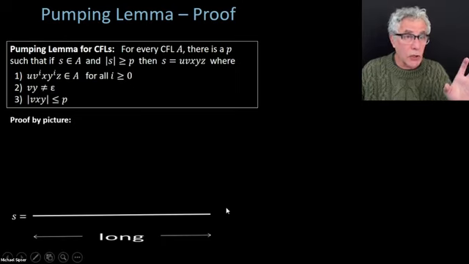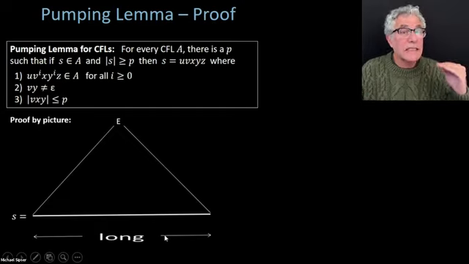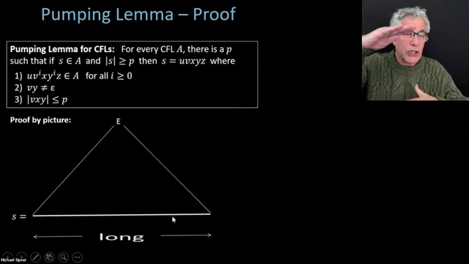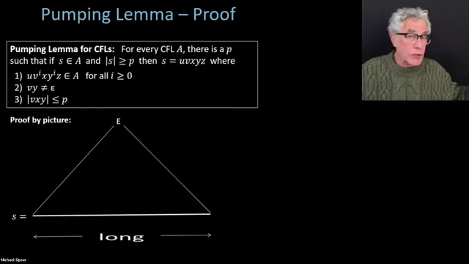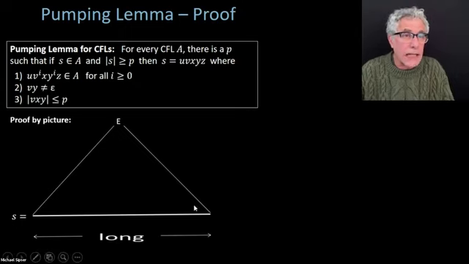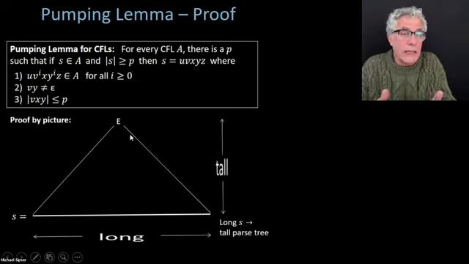So if S is really long, we're going to look at the parse tree for S, and we're going to conclude that the parse tree has to be really tall, because it's impossible for a very shallow parse tree to generate a very long string. Again, we'll quantify that in a second, but intuitively, I think it's not too hard to see why that ought to be true. If you have a long S, the parse tree has to be really tall, because the parse tree can't expand by very much at each level.